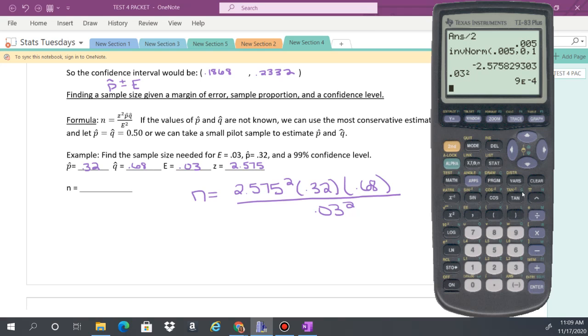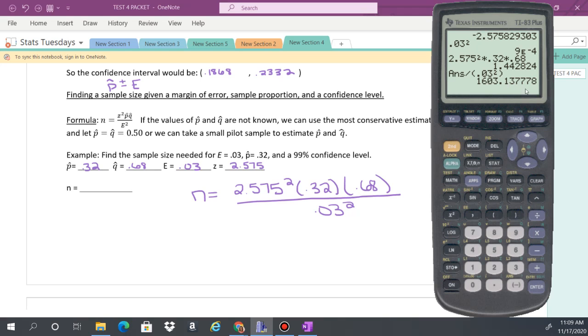That is 0.0009. Okay, all right, so 2.575 squared times 0.32 times 0.68. I'm going to do the top line, and then I'm going to divide it by, and I'm just going to put in parentheses, 0.03 squared, close parentheses, just so it knows that the squared you have to do first before you divide. So there I'm getting 1603.14.